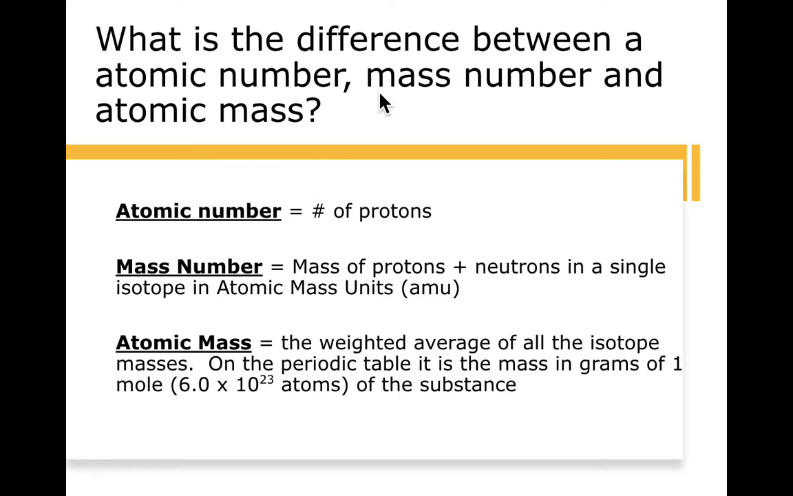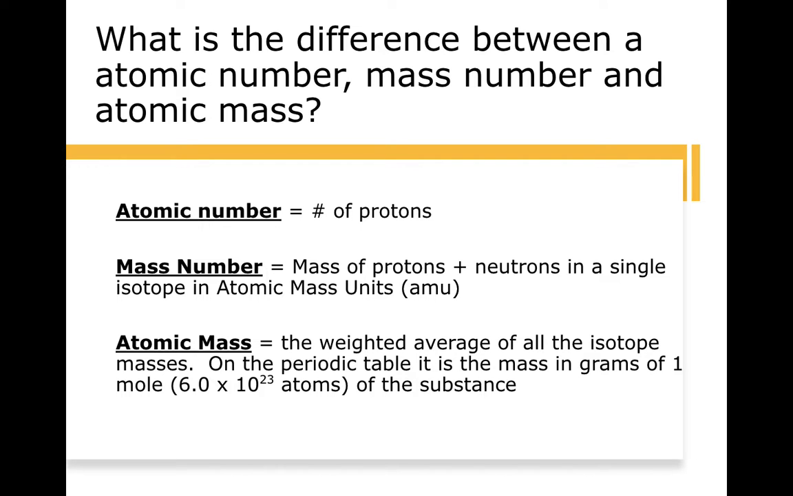Why? Well, you have to think about what the difference is between these terms: atomic number, mass number, and atomic mass. Now, remember from the last lesson, atomic number is the number of protons. It is the ID number of the element. It tells you the symbol. They always correspond. Like carbon always has 6 protons, and that's carbon. If it has 7 protons, it's nitrogen, and you find that on your periodic table.